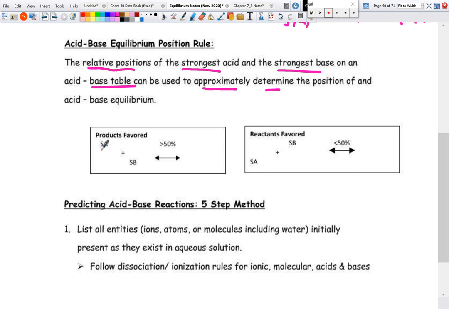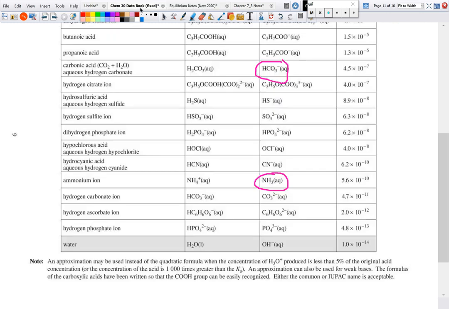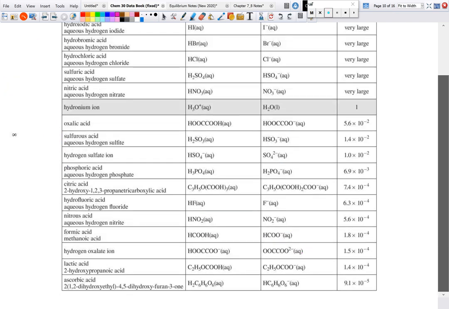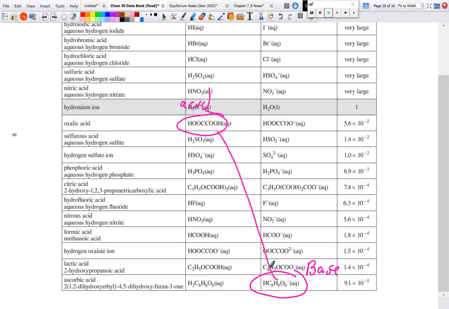So in our table, if our strong acid is above our strong base, the products are favored, or the reaction percent is above 50%. So for example, in our data booklet, you can pick any old ones right here. As long as we had something like oxalic acid as our acid reacting with, let's say, the hydrogen oxalate ion, we'll notice that acid is above our strong base. So if we actually had 2 of these reacting, our products are favored.